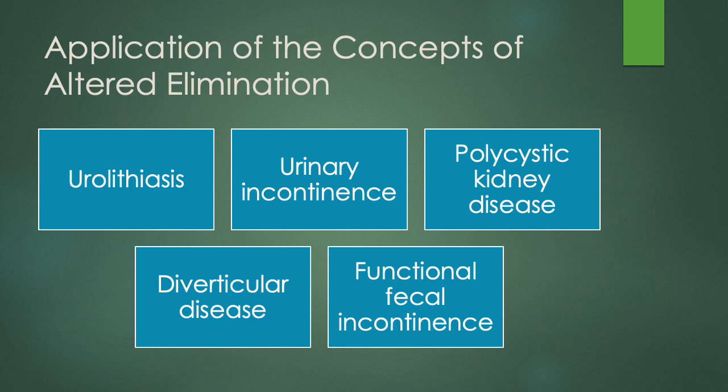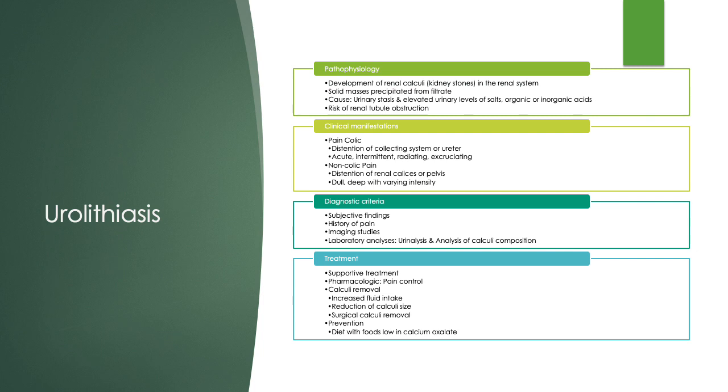Here are our concepts of altered elimination. At this point, you can pull out your syndrome disease cards and fill them out as we go over each one of these disease processes. So the first disease we'll talk about is urolithiasis, and this is the development of a kidney stone.